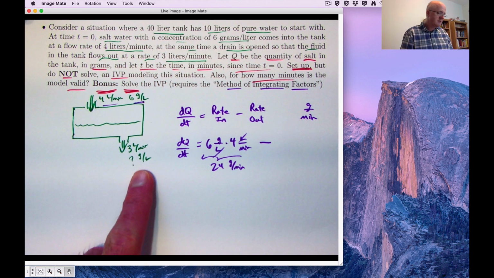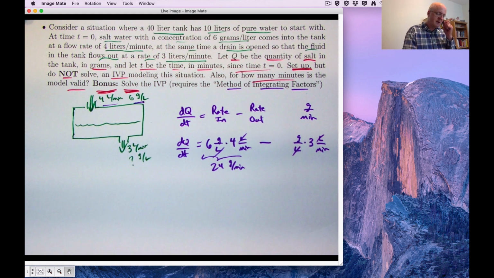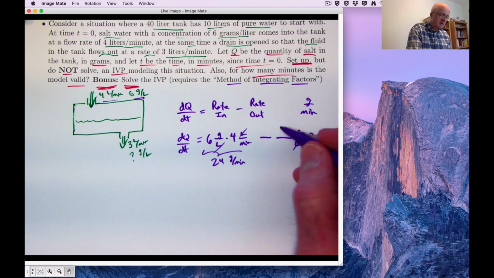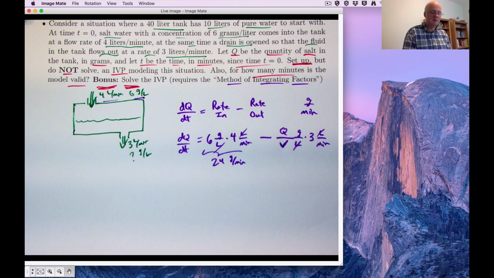To come out, again, we have question mark grams per liter for the concentration. Let me leave a space there. Times 3 liters per minute. Once again, the liters will cancel. But what goes in front of the grams per liter? It's an amount of salt in grams divided by the volume. Q divided by V, say, for volume.